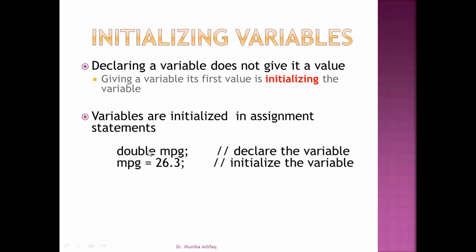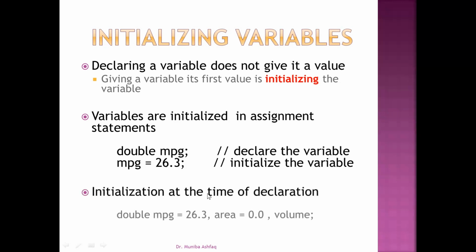Like you can see, double MPG. This is the variable declaration. And after the declaration, we are initializing the same variable, like MPG is equal to 26.3. Here, this is the initialization of the variable. Initialization at the time of declaration: we can do the same thing at the time of declaration. We declare the variable, and at the same time we initialize it. So it's in a single statement.